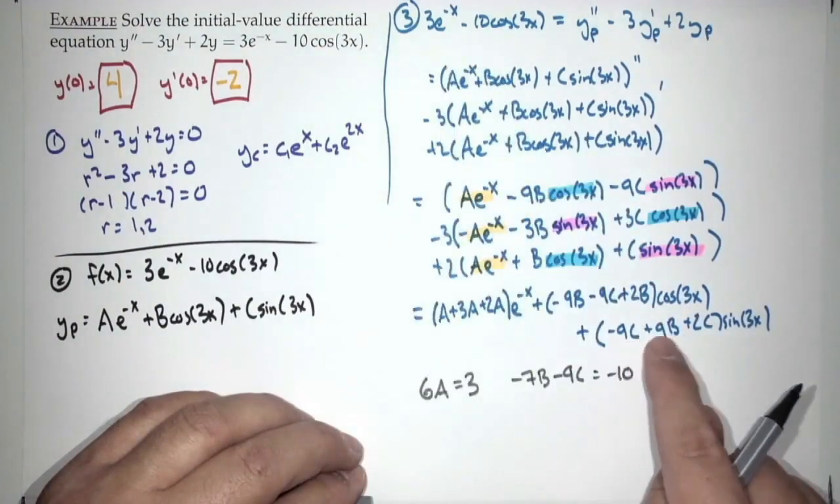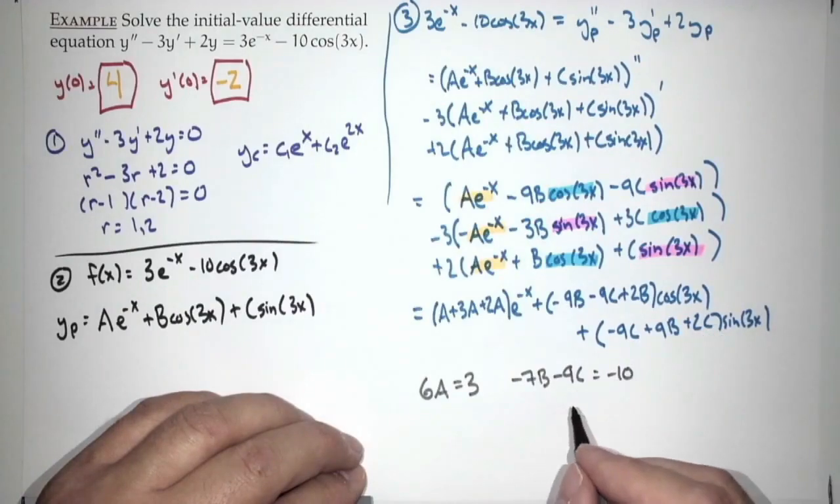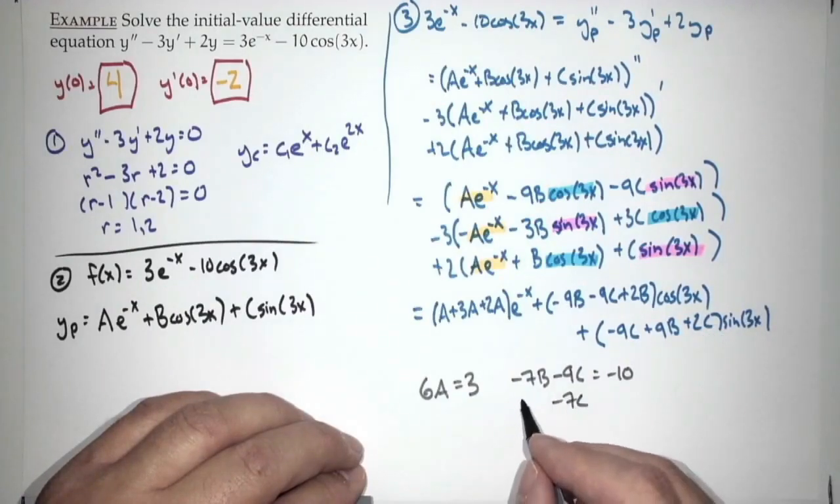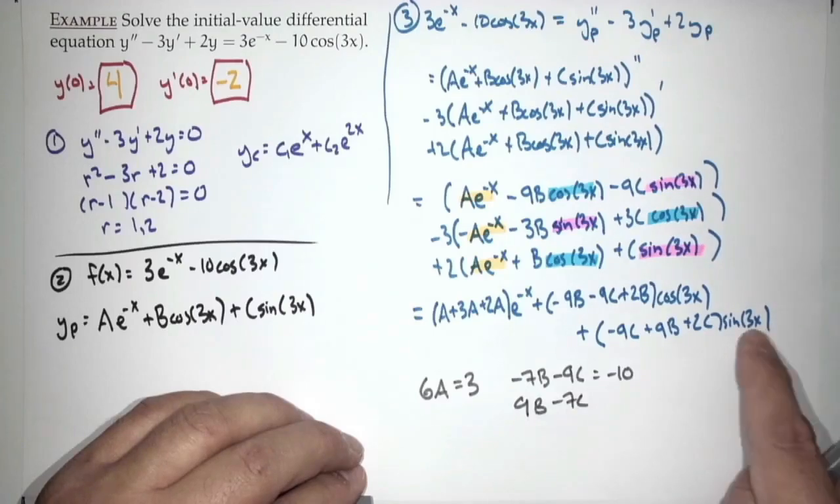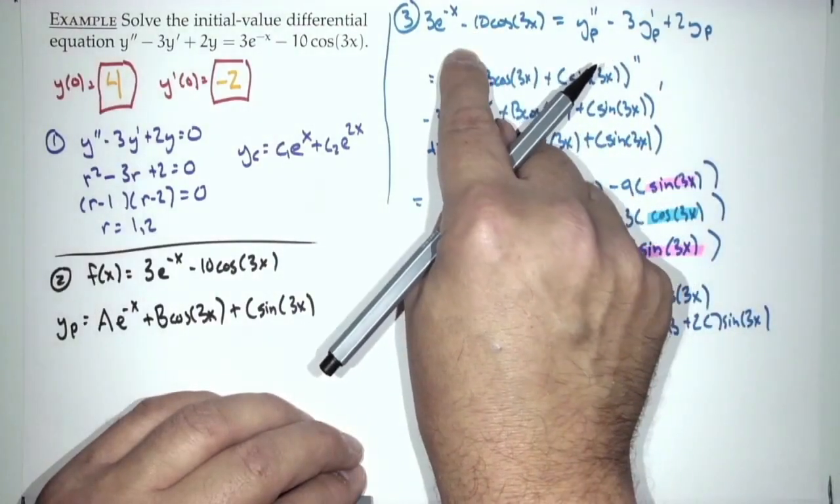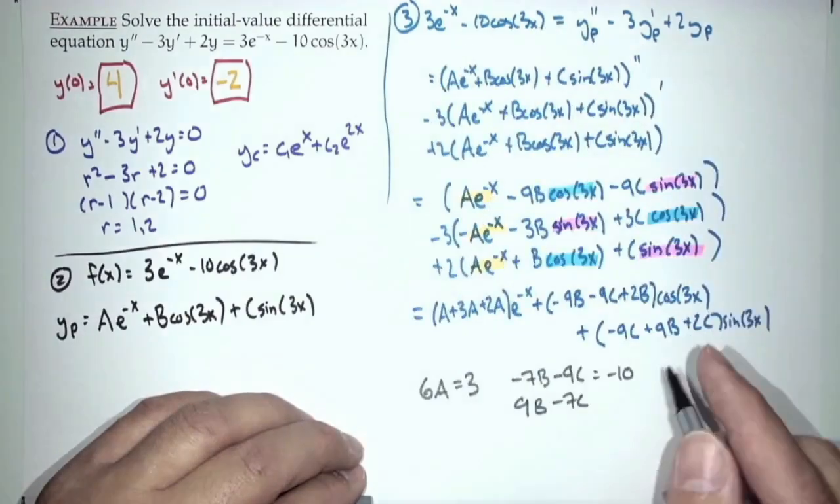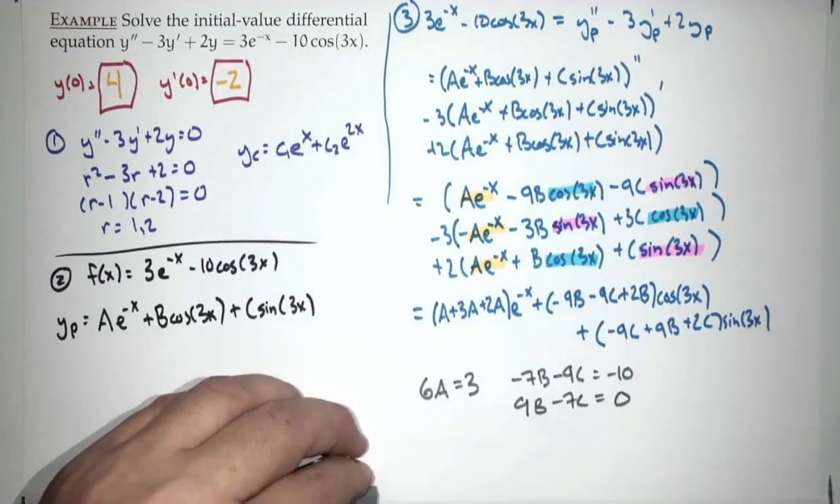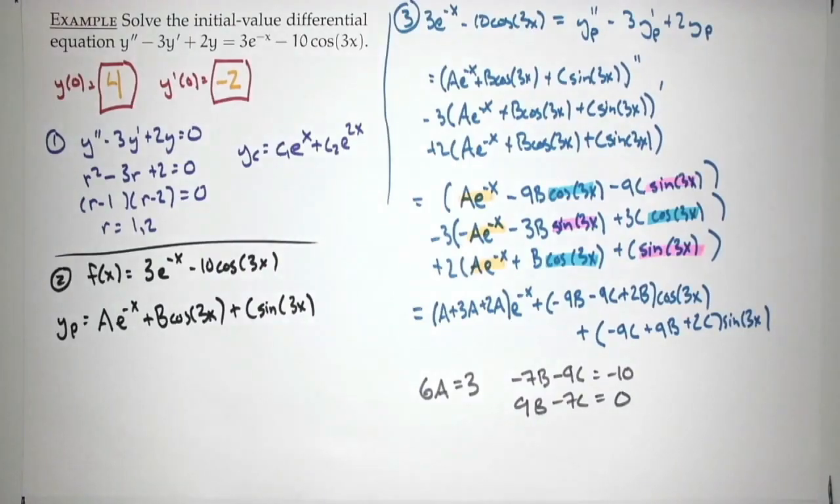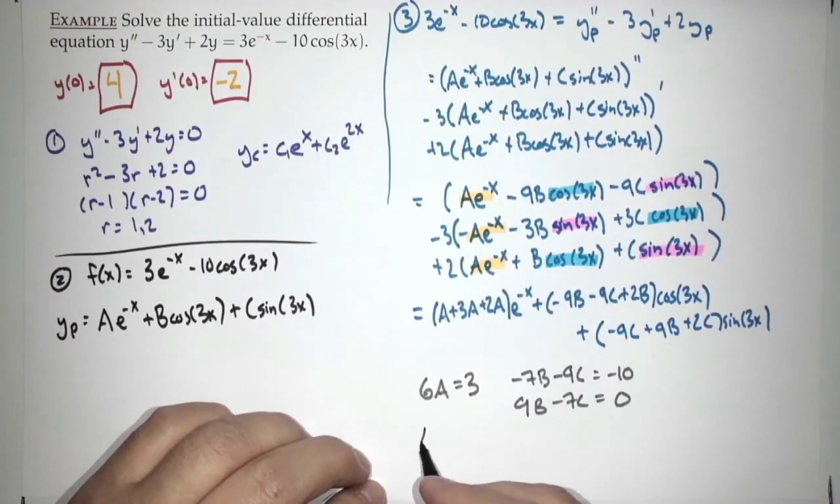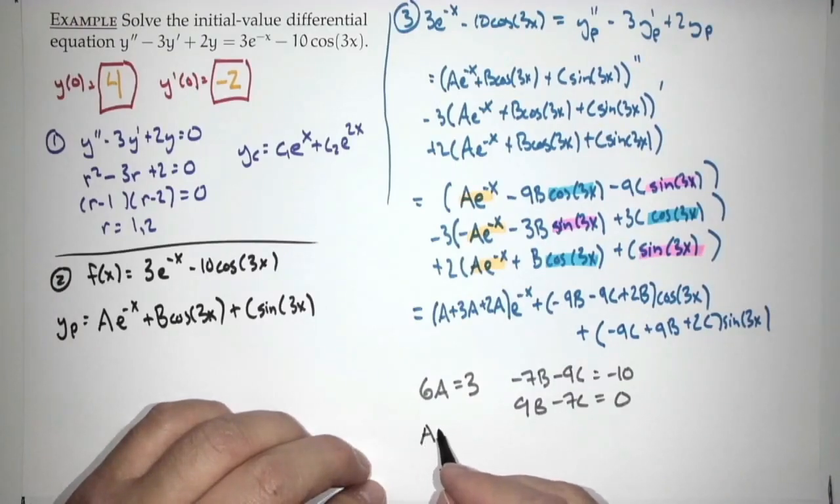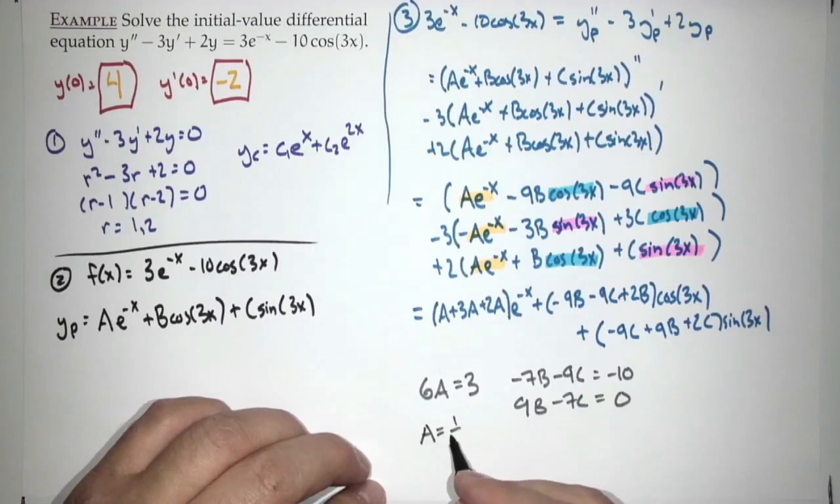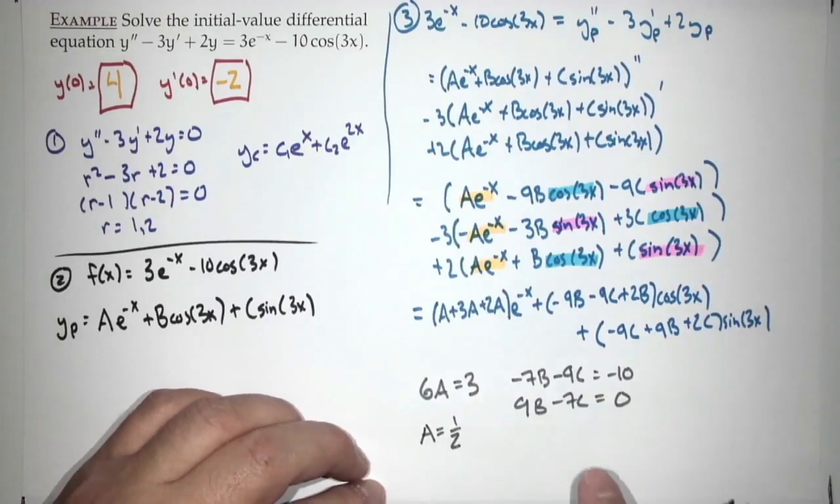Okay, minus 9c plus 9b plus 2c. Well, that's minus 7c plus 9b. That's the coefficient for sine of 3x, which should be 0, because if it's not there, it better be 0. So now we have 3 equations, 3 unknowns. I claim we can solve one of these pretty quick. Which one? Oh, yeah, a. What is a? a is a half. We've made progress. Okay, how do we solve for b and c?